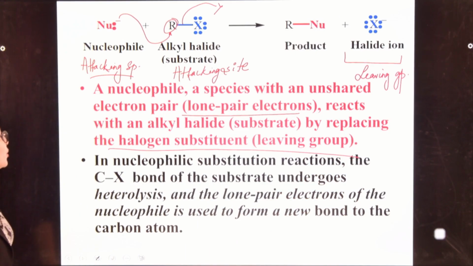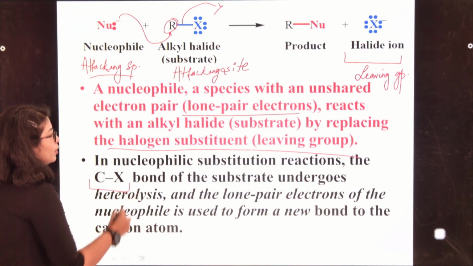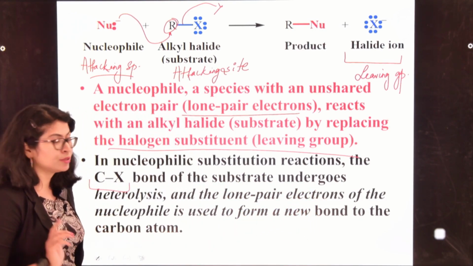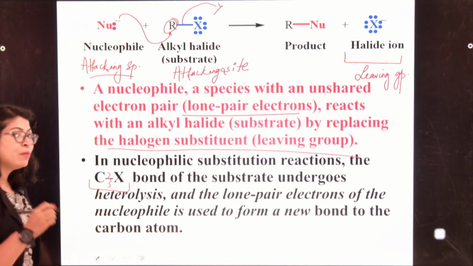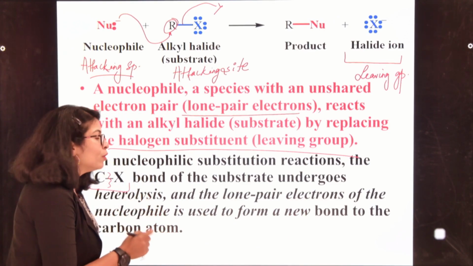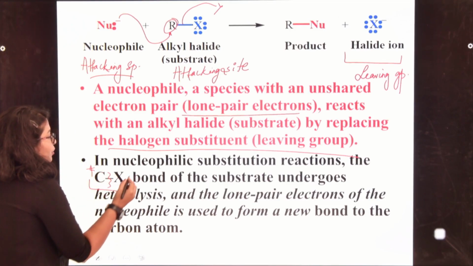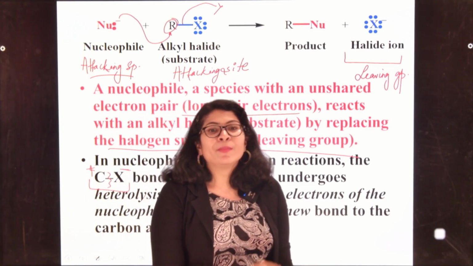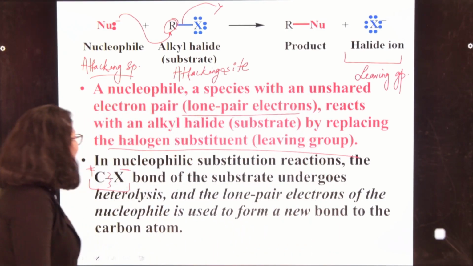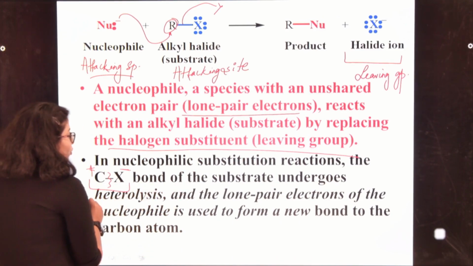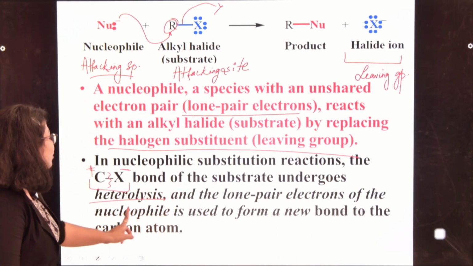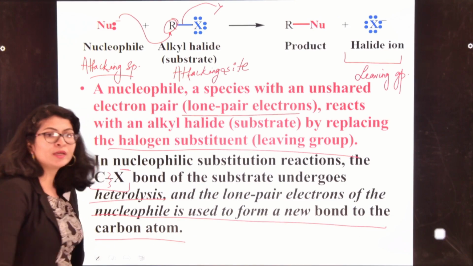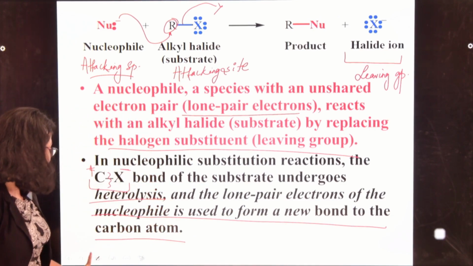In nucleophilic substitution reaction, the carbon halogen bond of the substrate undergoes heterolysis. Heterolysis means breaking off with different charges. For example, if it has to break, it will be substituted by a negative charge group. Therefore, the carbon has to be positively charged and the leaving group has to be negatively charged. That means the leaving group has to move out with the pair of electrons. So, the C-X bond of the substrate undergoes heterolysis and the lone pair of electrons on the nucleophile is used to form a new bond to the carbon atom, as we have seen in the general reaction.